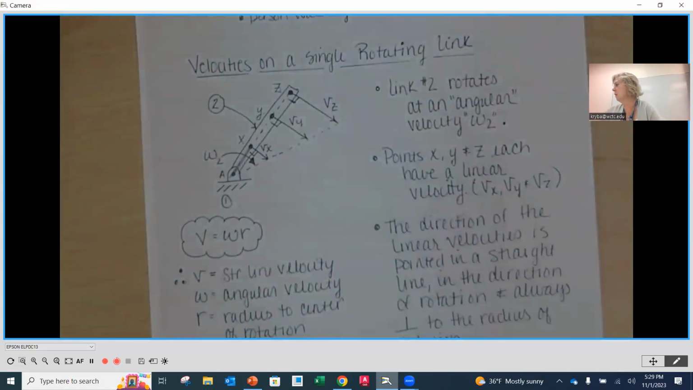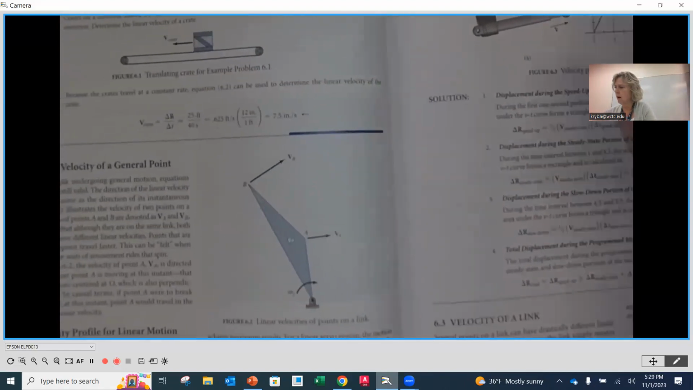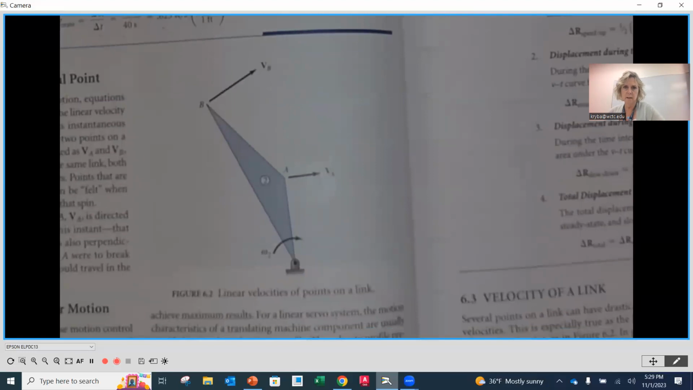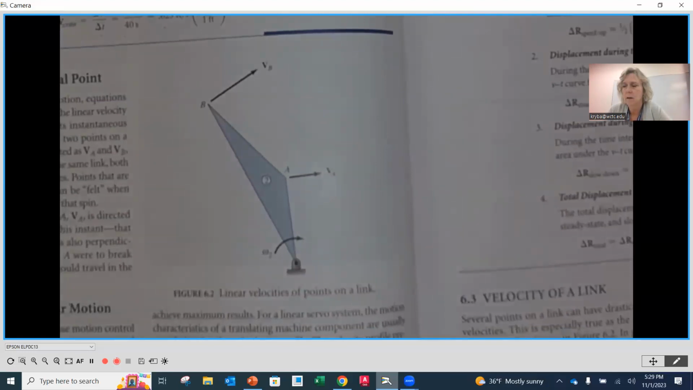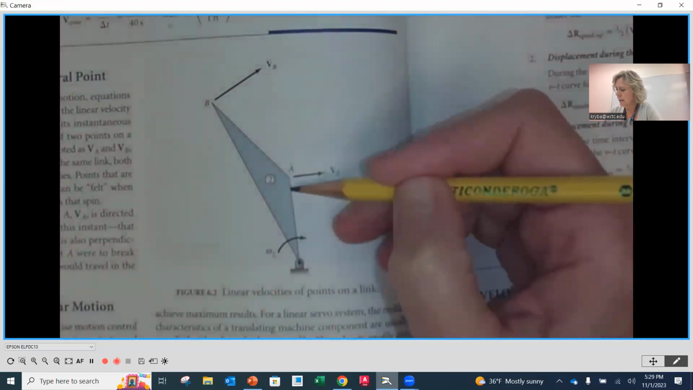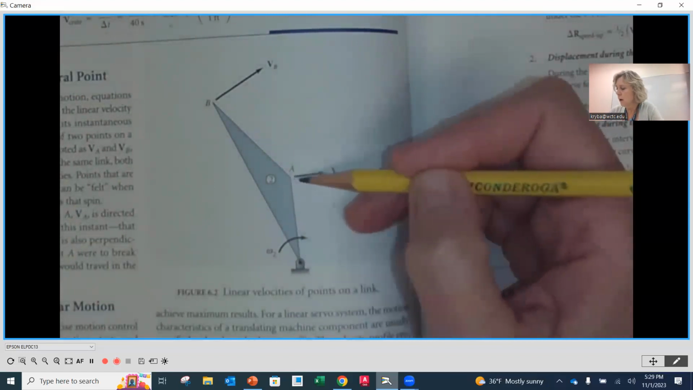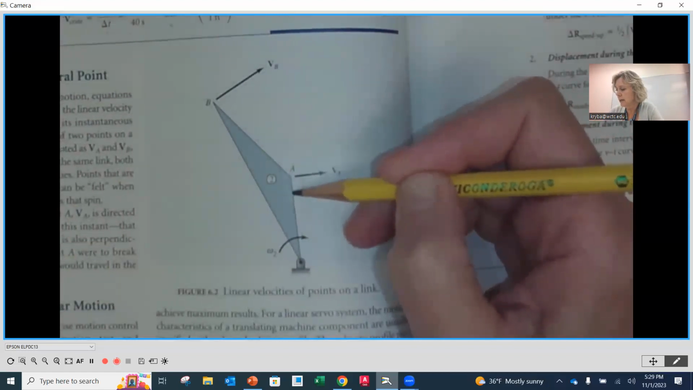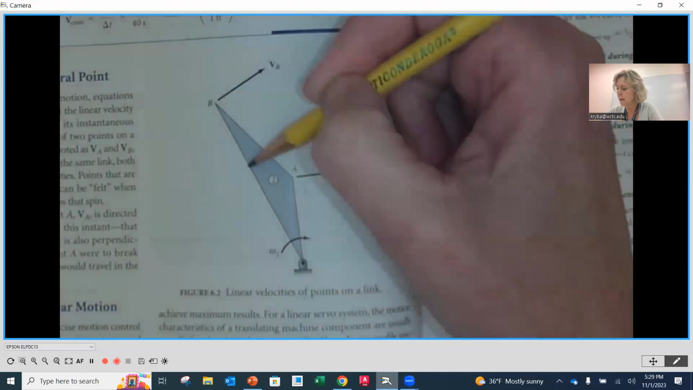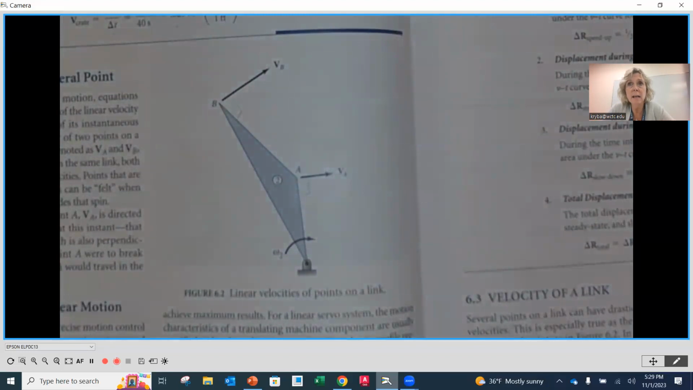If we go back to our book, even though A and B are on the very same link, notice that their radius of rotation is at a different angle. So A is perpendicular to its radius of rotation, and B is perpendicular to its. So even though they're on the same link, they can be going at different angles because their radius back to the center of rotation might be on a different line, okay? All right.